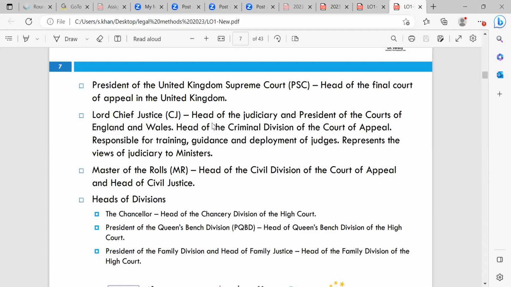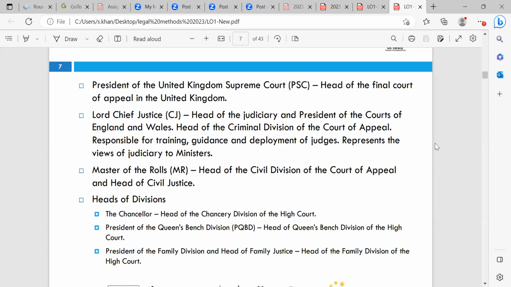And head of the judiciary and president of the courts of England and Wales. We've got the head of the criminal division of the Court of Appeal, who's responsible for training, guidance, and deployment of judges. He represents the views of the judiciary to the ministers. Then we've got the Master of the Rolls, MR, who's the head of the civil division of the Court of Appeal.